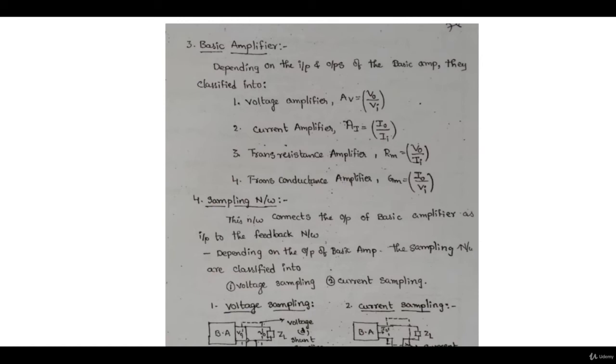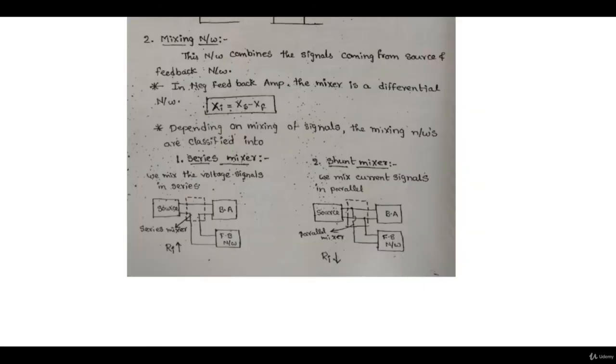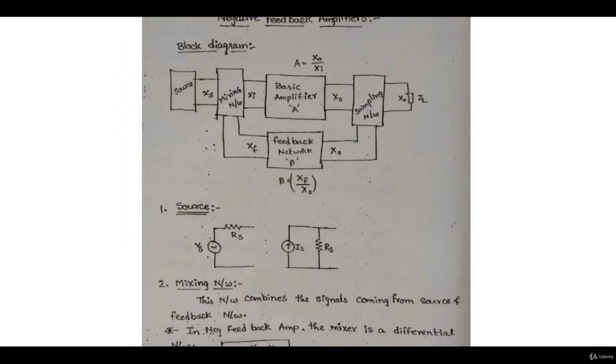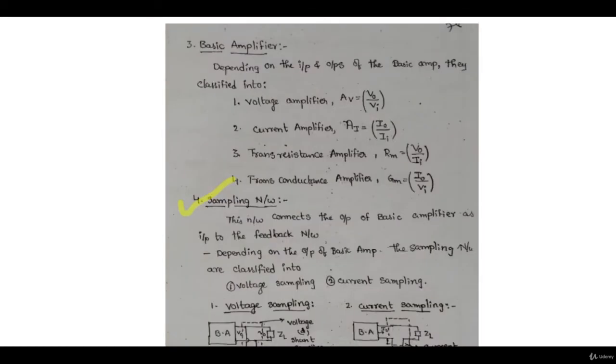We will be seeing that. Then comes the sampling network. Here you can see the sampling network is outside, on the side of the load. This is the sampling network, and it will also provide a similar kind of functionality.